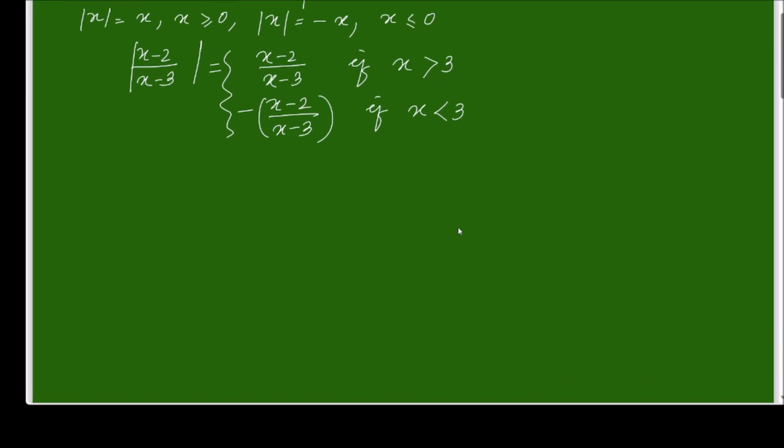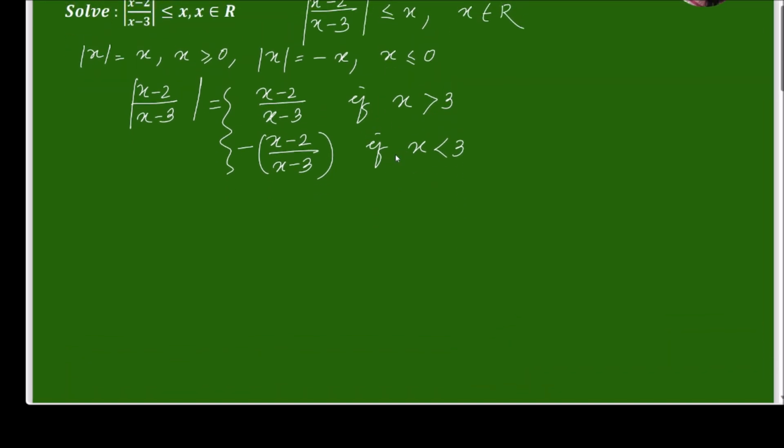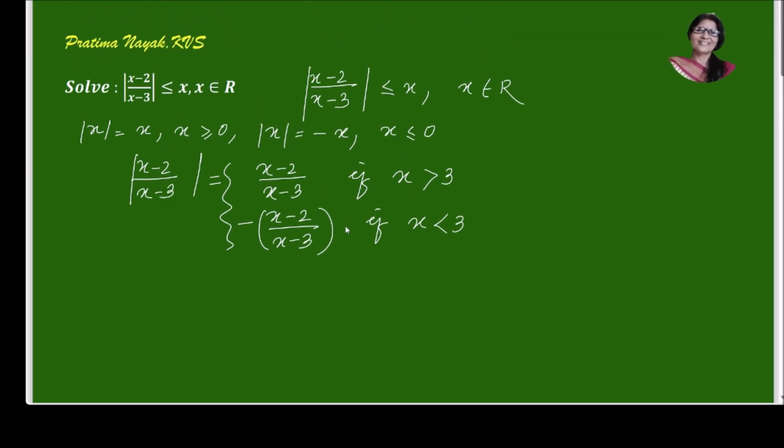When x is less than 3, it is not up to negative infinity. The other condition is x greater than or equal to 0, because we can see from the first condition that this is less than x, and x is a real number, so x should be greater than 0, then only it will be defined.